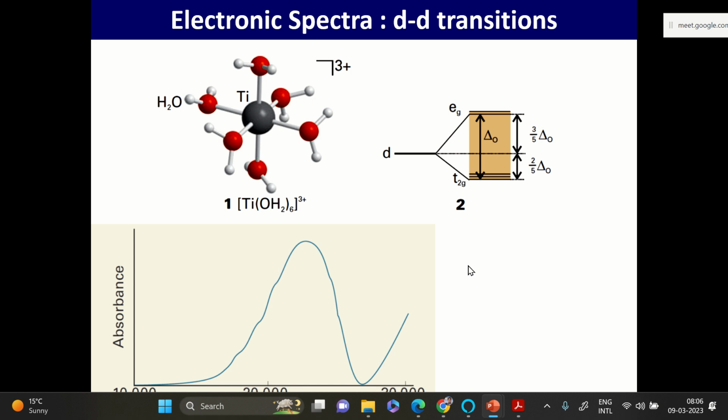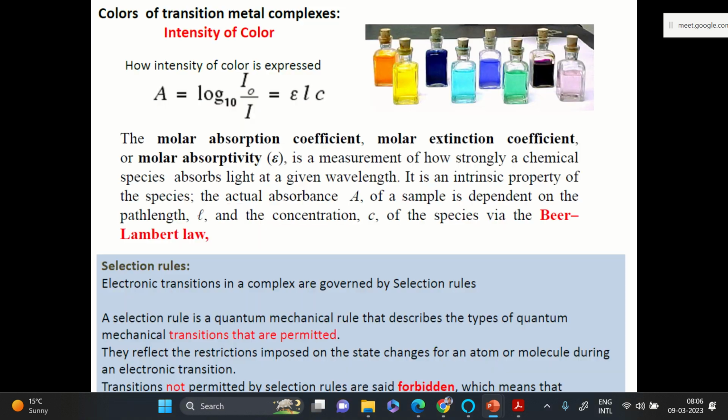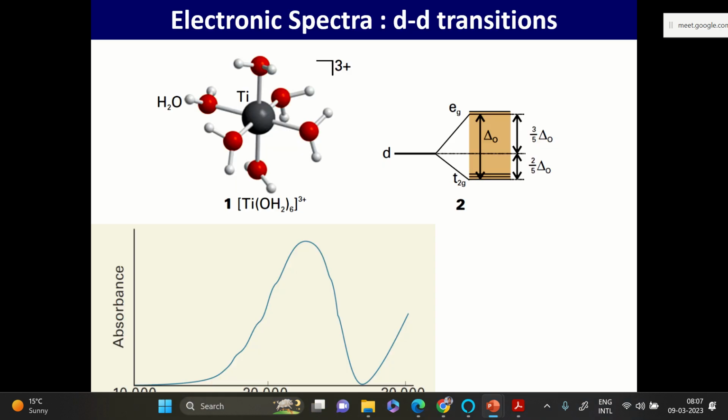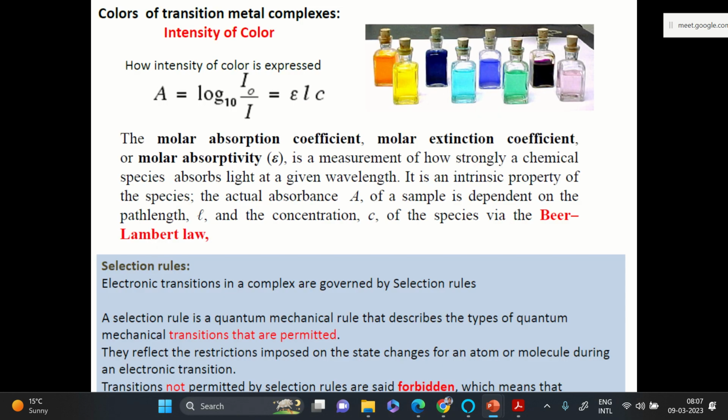Okay, so coming back to what we were initially thinking, the similar considerations will apply here. And intensity of color. So the absorbance, the term that we have that is defined in all these cases, is Beer's law: absorbance is log of I naught by I, which is given by epsilon L C. Epsilon is the molar extinction coefficient, molar absorption coefficient. So intensity of color is related to this.